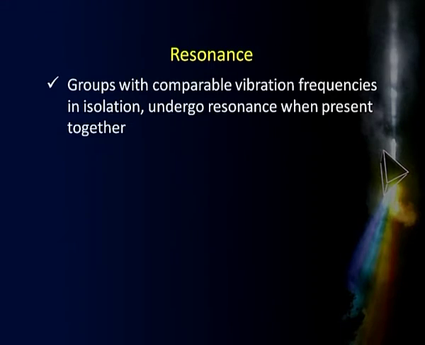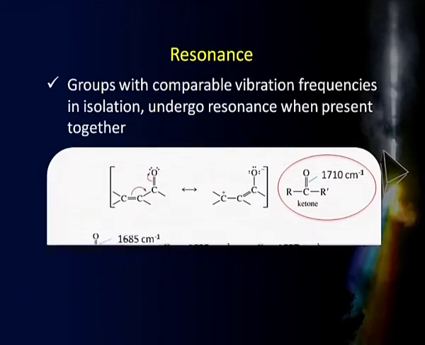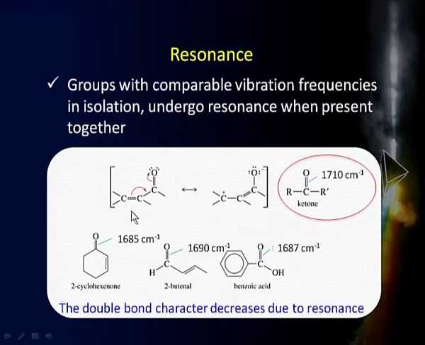Suppose I have a carbonyl group, say about 1700 centimeter inverse. That is a typical value for that. Or you have an alkene, say around 1650 centimeter inverse or so. So, when two such groups which have vibrational frequencies in the neighborhood are present in a molecule together, I will take the example here. What I am saying is, if I look at a ketone, a carbonyl group, it has a typical value of 1700 or 1710 centimeter inverse.